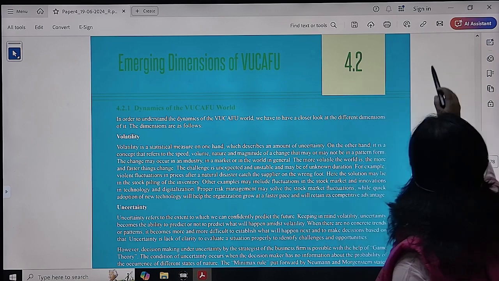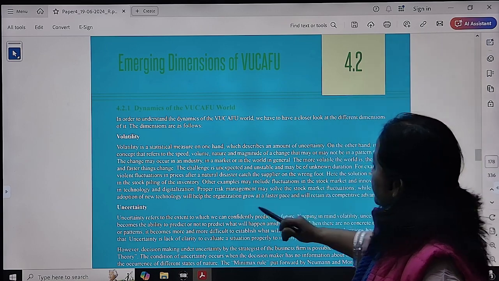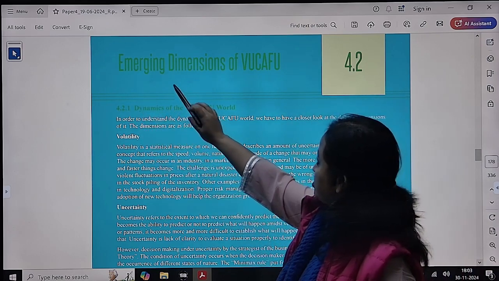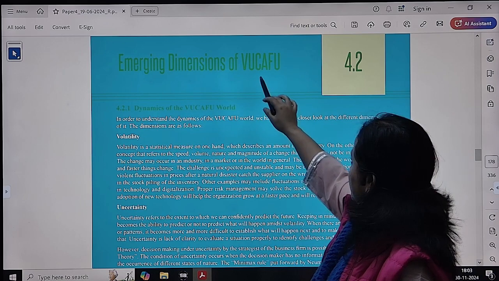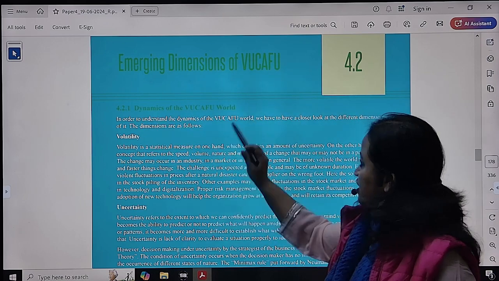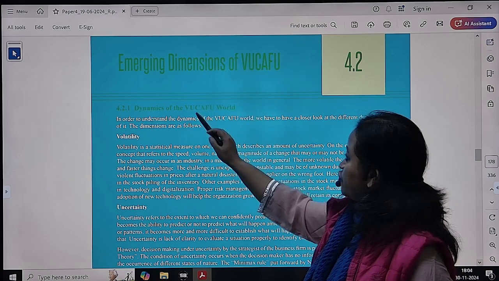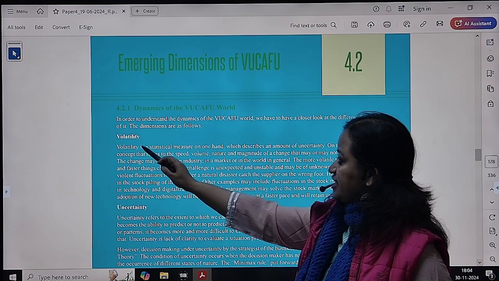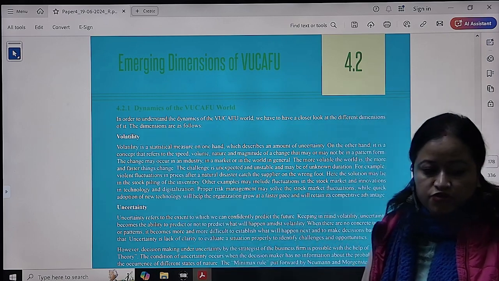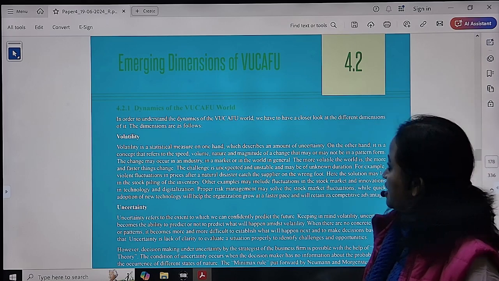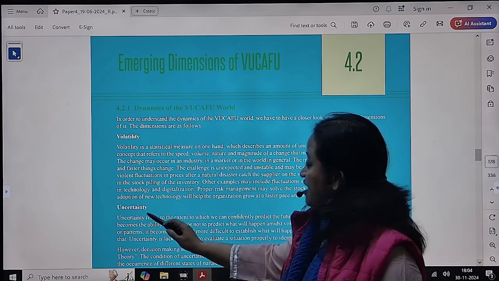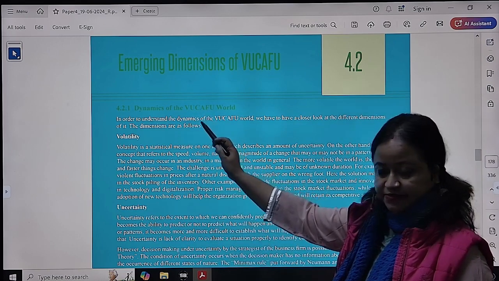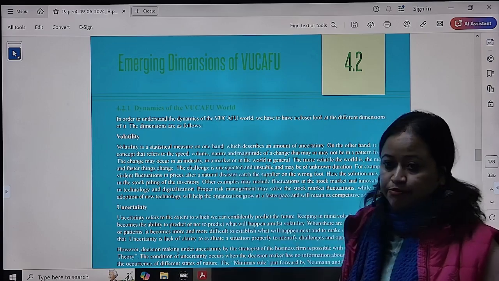Today we will be discussing the last chapter of this study material, that is emerging dimensions of VUCA-FU. Here is the full form of VUCA-FU. V stands for volatility. You need to remember that. U stands for uncertainty. C stands for complexity. A stands for ambiguity.